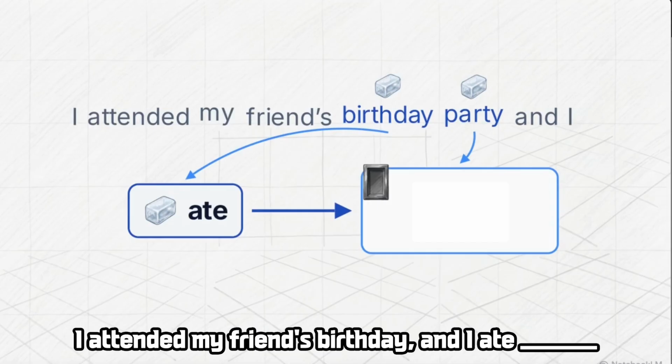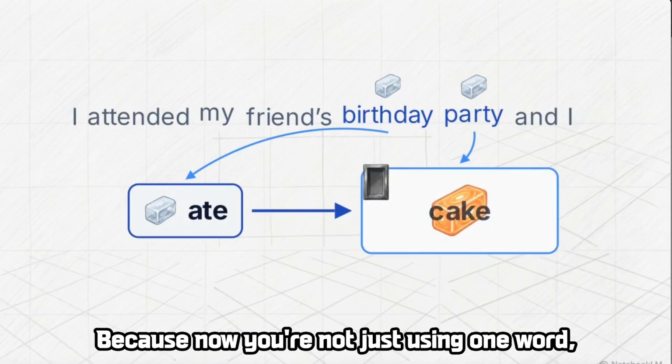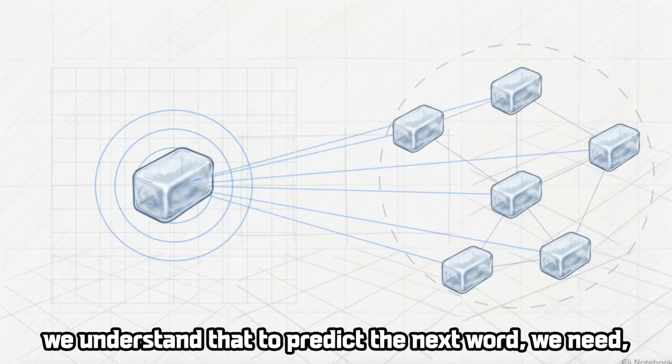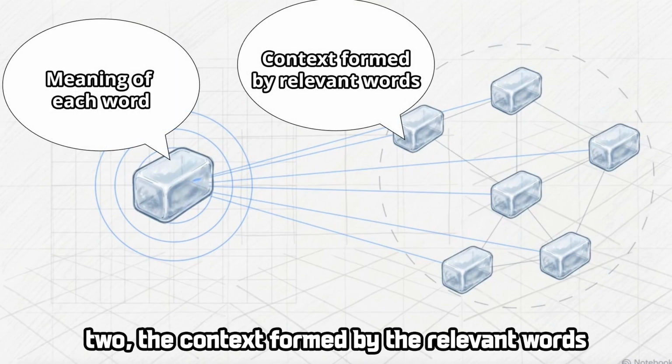Now let's take another example. I attended my friend's birthday and I ate blank. Now most people say cake. Why? Because now you're not just using one word, you're using the entire context of the sentence. So by doing these exercises, we understand that to predict the next word, we need 1. The meaning of words, 2. The context formed by the relevant words.